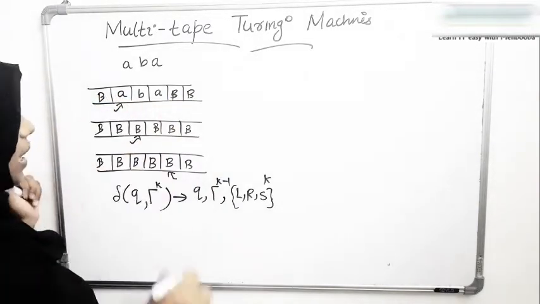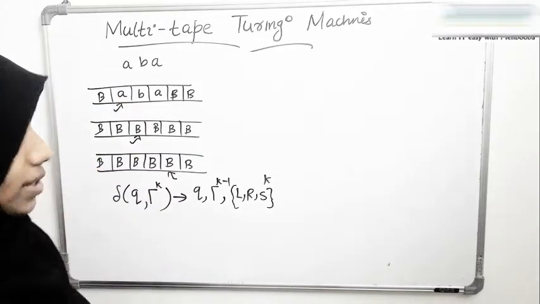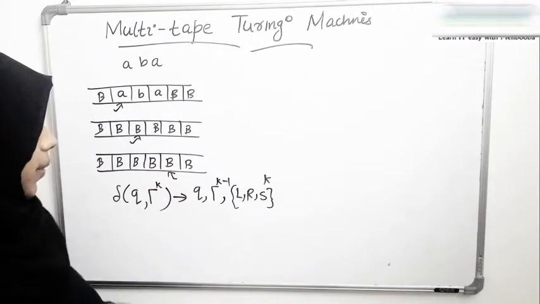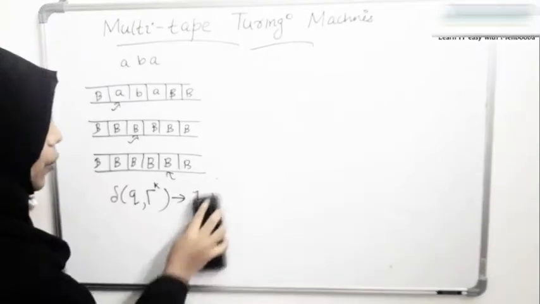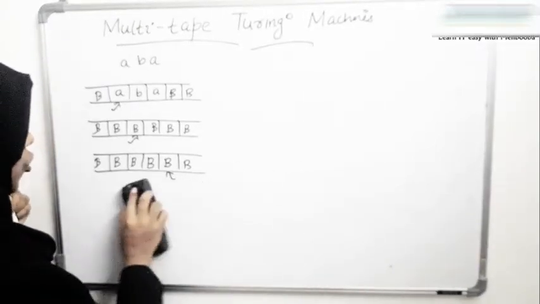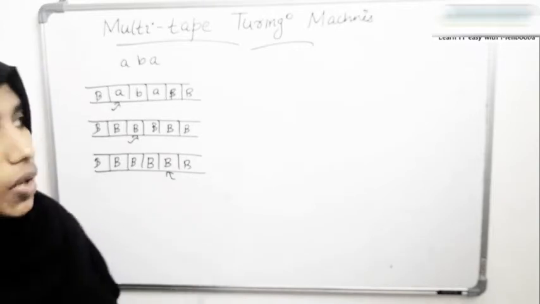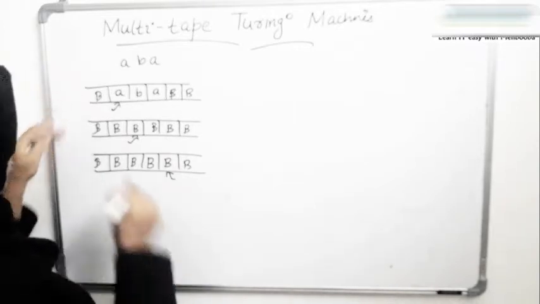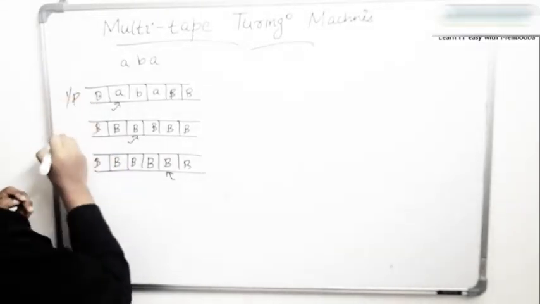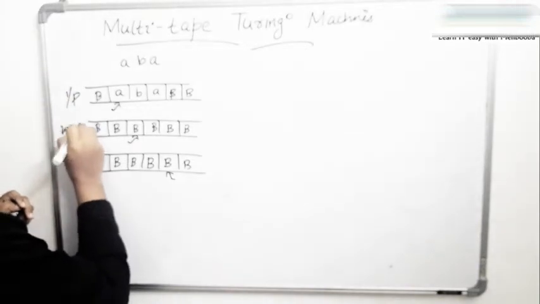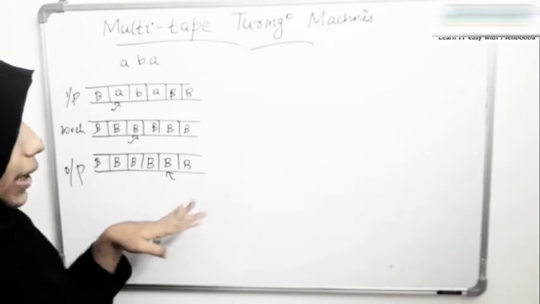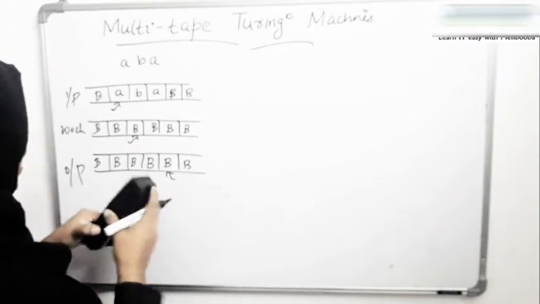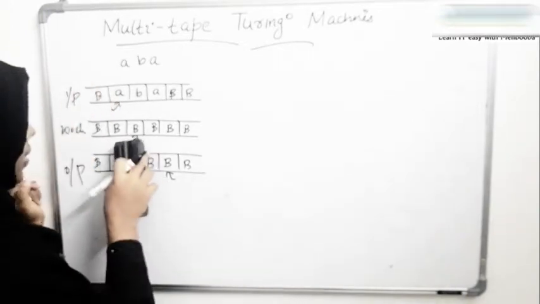So the input is ABA. This is taken just for the sake of convenience. Now the input is in tape 1. Tape 2 is a working tape, and we are assuming that tape 3 is our output tape. This is our input tape, this is our working tape, and this is our output tape. The output will be in this tape at the end, and the input will be in this tape.